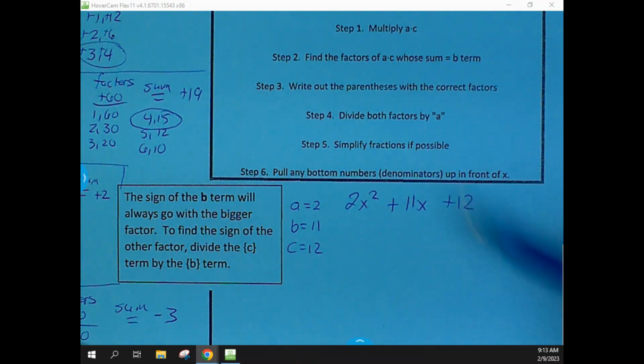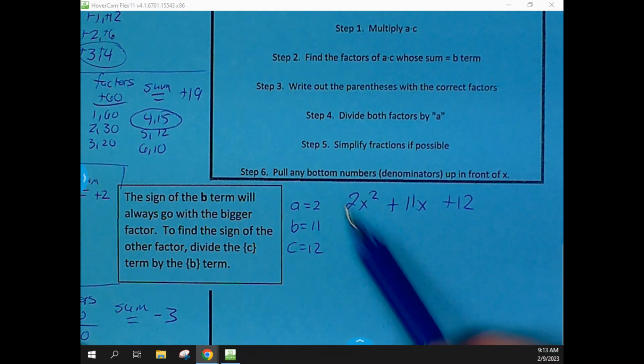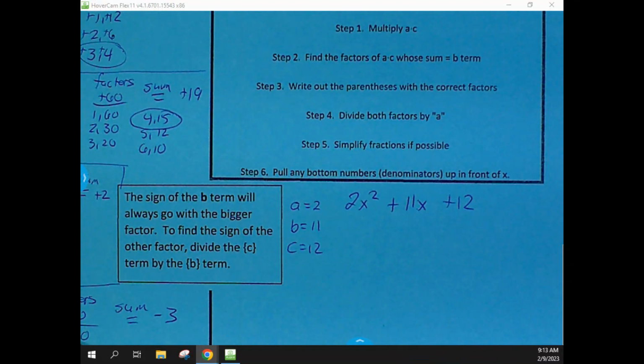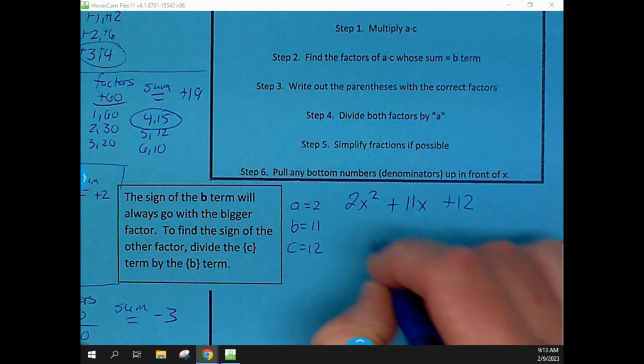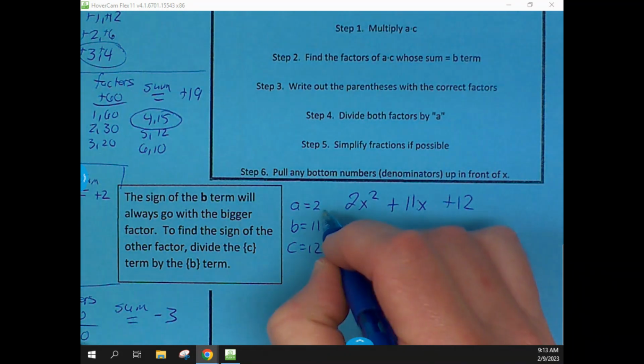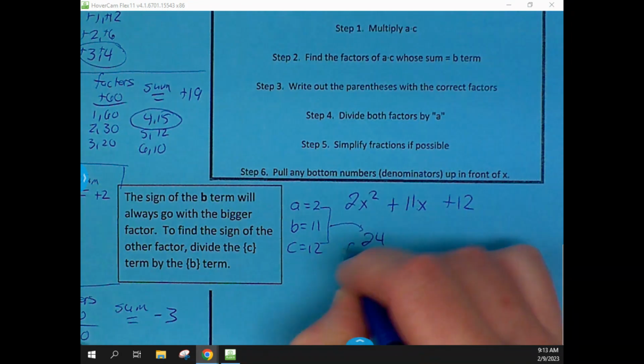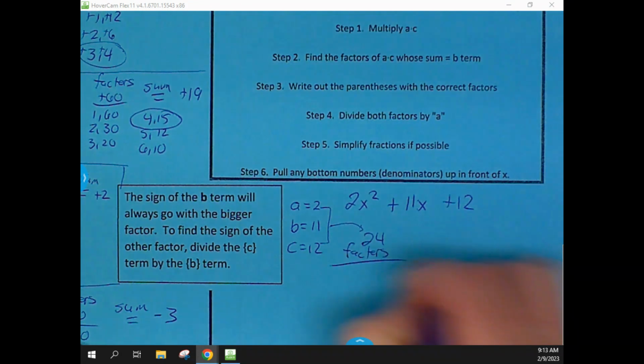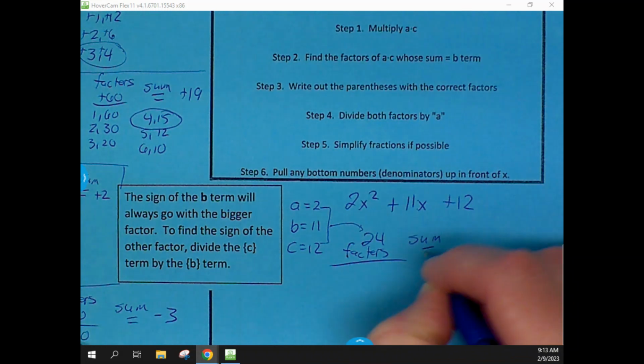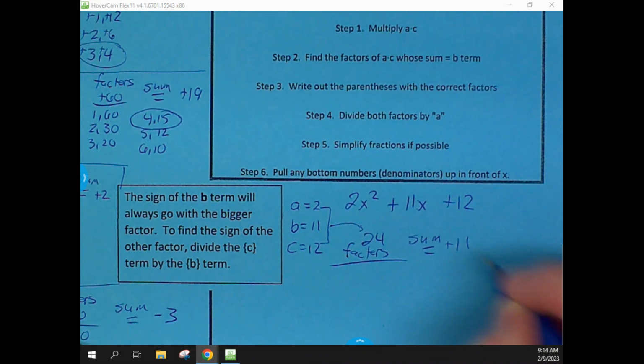And so for this one, the very first thing we're going to do, and again, the very first term here is a 2, and we'll show you one a little bit later on where we have some greatest common factors. Here's what we have to do. We're going to do 2 times 12 to make that 24. So A times C is 24. And we're going to find the factors of 24 where the sum is going to equal 11. And again, these are all positive, so that makes it a little bit easier.